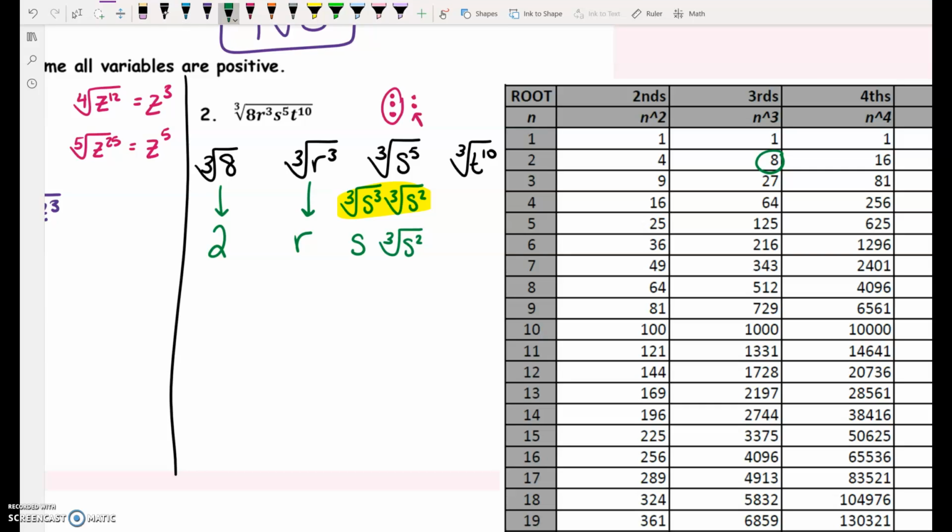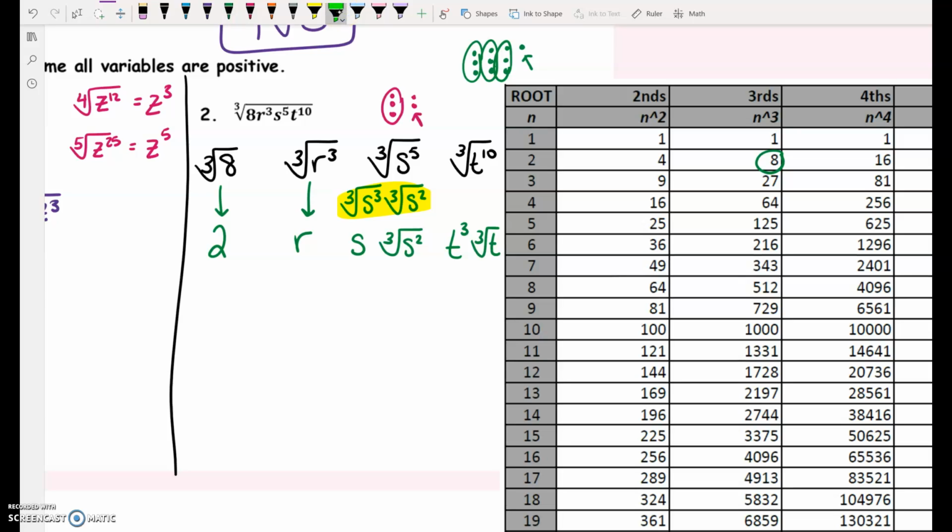So if I do that with the third root of s to the 10th, I've got 1, 2, 3, 4, 5, 6, 7, 8, 9, 10. I feel like dots are easier to draw than s's. That's why I use dots, because they're just easier. I have 3 full groups. So that would be t to the 3rd. And then this one's left over, so we still have a third root of t.